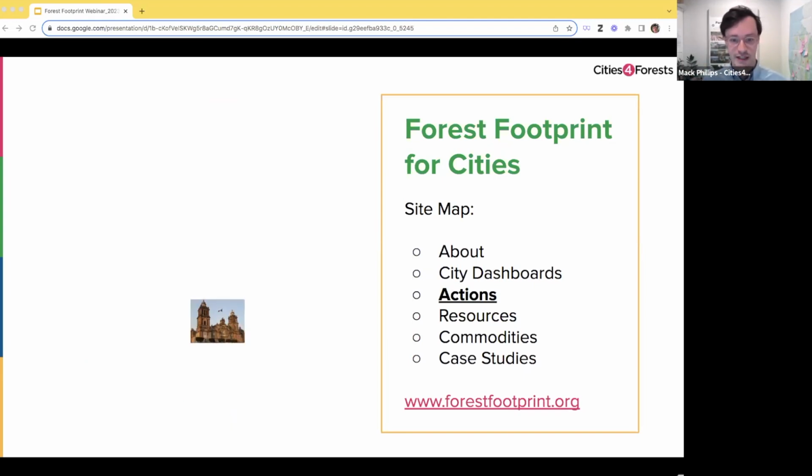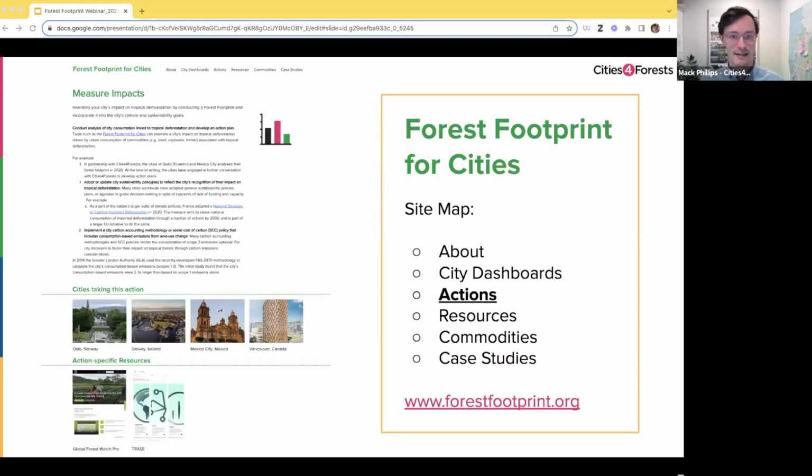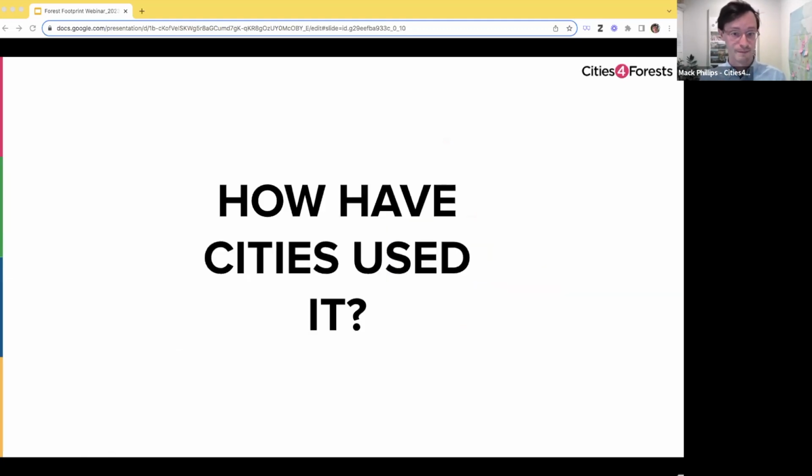And each of these has their own page. Of course, you can read more into it. We have a great series of examples on how this can be used. We have links to cities taking this action, to the case studies, and also links to resources to help cities actually do this.